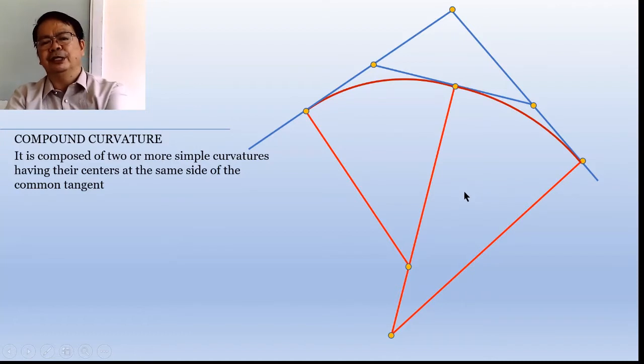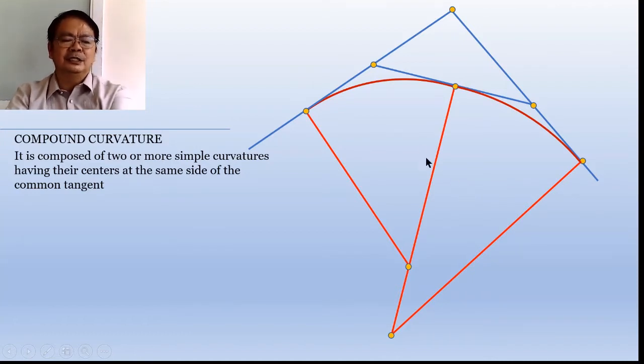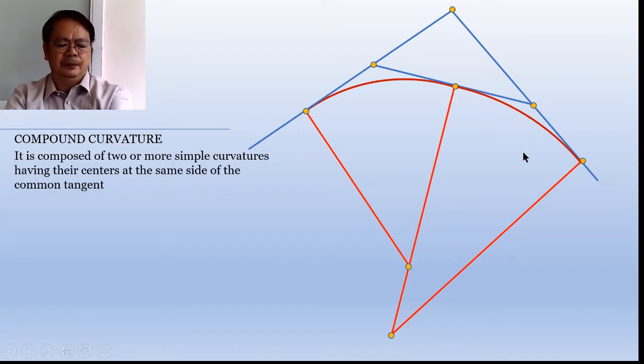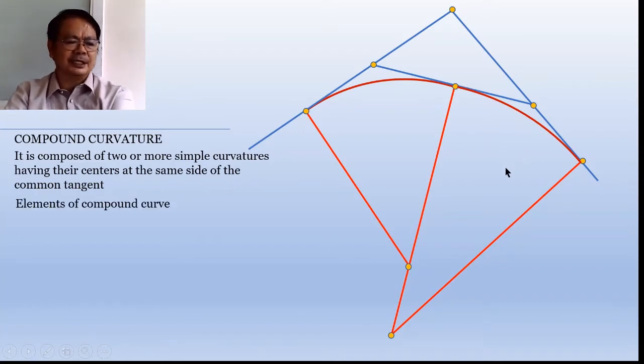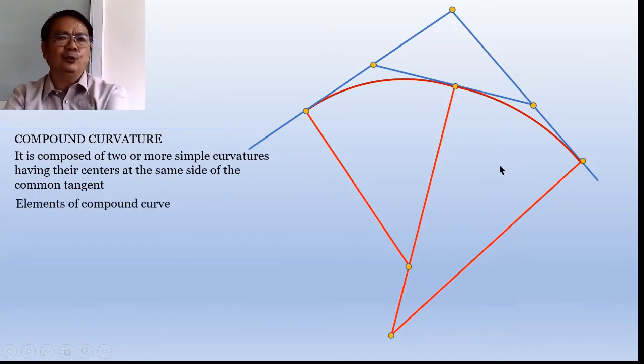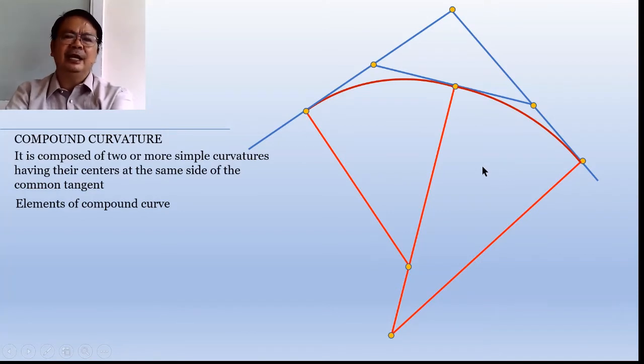So ganito ngayon ang tinatawag nating compound curvature. It is composed of two or more simple curvatures having the centers. Ito yung centers na tinutukoy. Nasa parehong side ng tinatawag nating common tangent. So ang tawag nito ngayon ay compound curvature. This compound curvature have elements. It's very important that we should understand the different elements of this compound curvature and what are they.